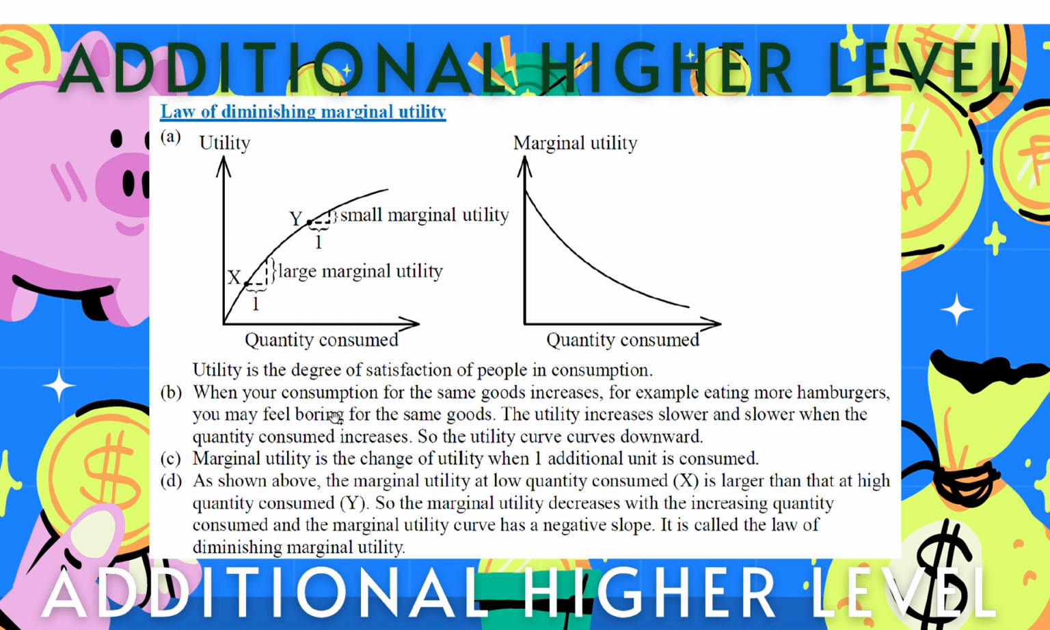But when your consumption increases and increases for the same good, for example eating more hamburgers: the first hamburger, excellent. Second hamburger, yummy. Third hamburger, okay. Fourth hamburger, oh, can I change to something else? May I have some chips? So when your purchase of the same good increases, the next unit purchased of that same good will have a smaller increase of utility.